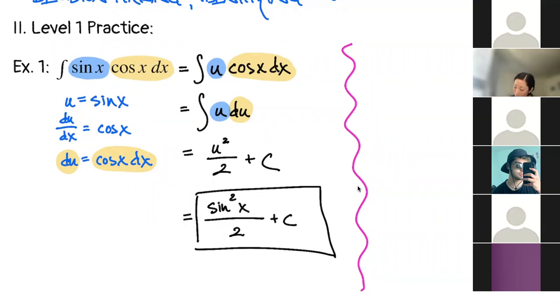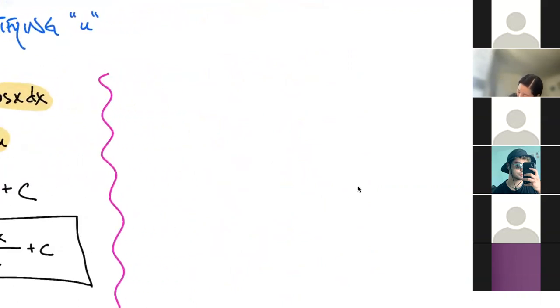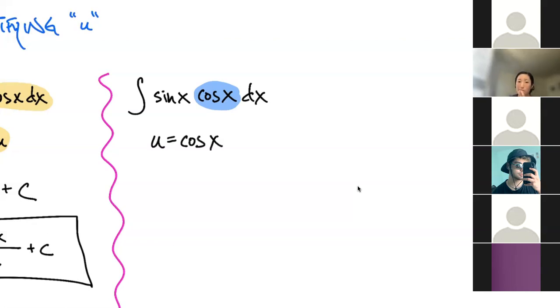Okay, so let's go back to the original problem. I'm going to recopy it over here. The integral of sine x cosine x dx. The first time, I said, just go with me here, I'm going to let sine x equal u. But this time I'm going to let cosine x equal u. So u equals cosine x. Now, if u equals cosine x, what does du over dx equal? Negative sine x. Good.